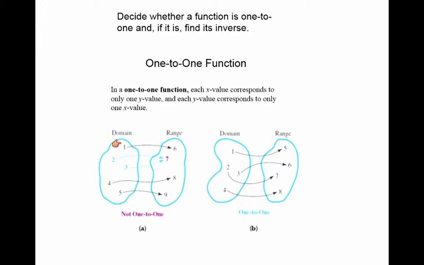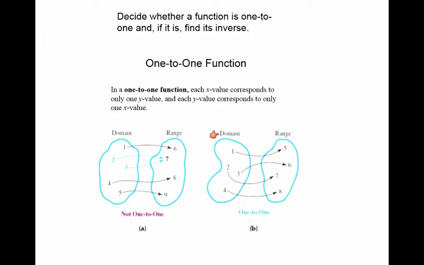Whereas the second one to the left, the domain from 1 maps to 6, that's good. Here we have the domain from number 2 mapping to 7, but also 3 mapping to 7. So this violates the definition of a one-to-one function. So that's not one-to-one.